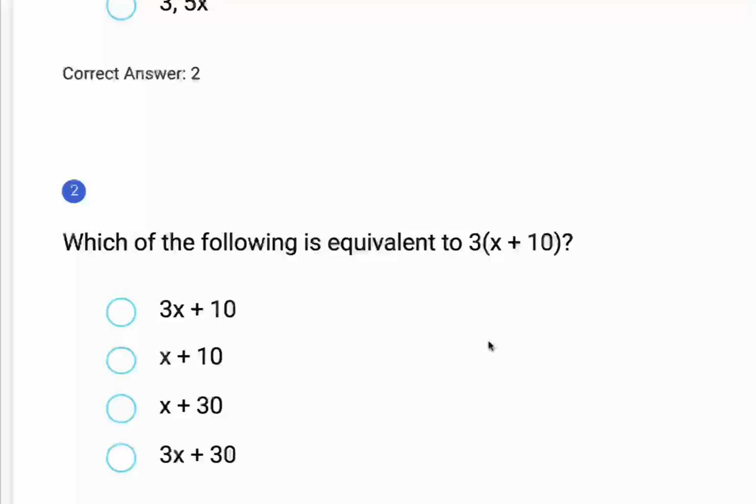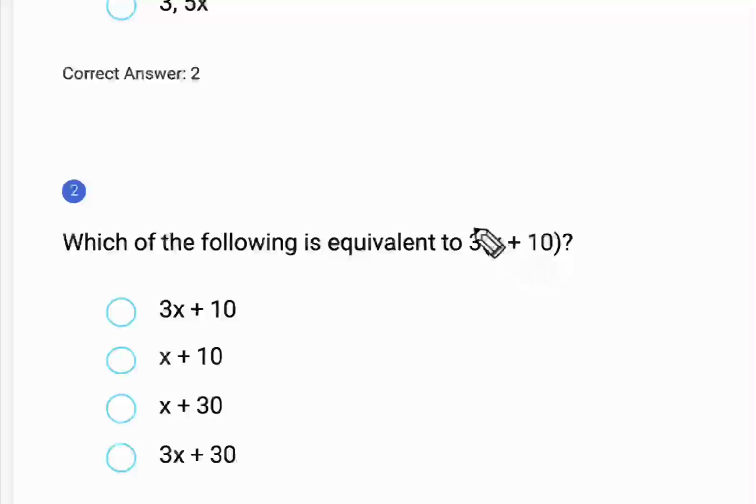Talal? Wafi? Yes, mister, I'm here. Okay, Wafi, go ahead. Which of the following is equivalent to 3x multiplied by the quantity x plus 10?